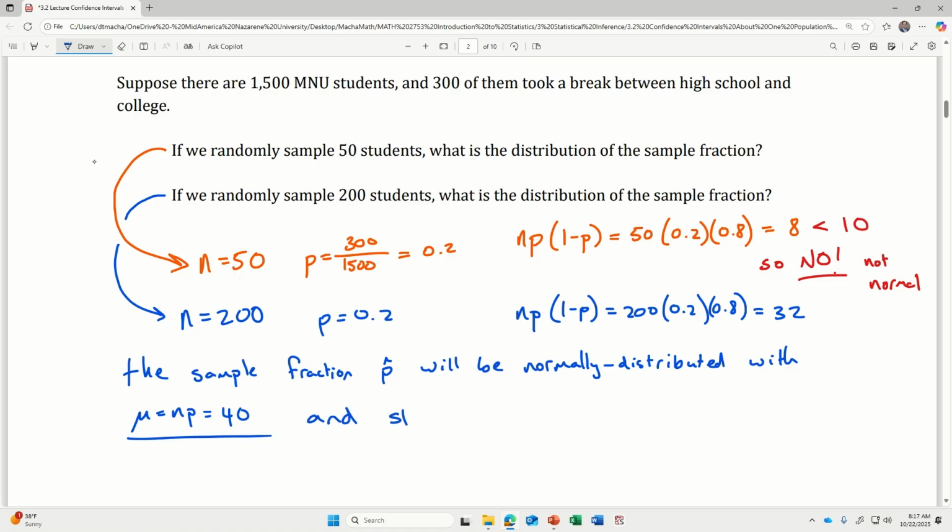And a standard deviation, and that would be the square root of n times p times 1 minus p. So that would be the square root of 32. You can do that in your calculator. And that is 5.657.